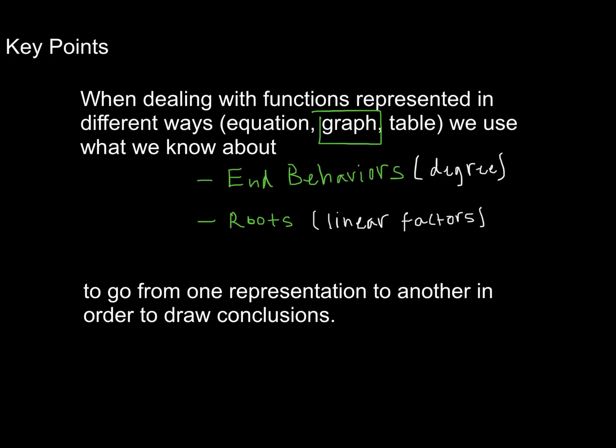And so if we are given a function in a representation, and it can be in different ways, we can use what we know about the end behaviors by looking at the degree and the roots by looking at the linear factors to go from one representation to another in order to draw conclusions. So just as we saw previously, if we had a graph, we could draw conclusions by looking at the graph. And if we have an equation, we can use what we know about that equation to create a graph and to draw some conclusions from that, or similarly from a table. All right, so I'm going to give you one to try, and we'll take a look at it together, but make sure you have a solution coming into class tomorrow.